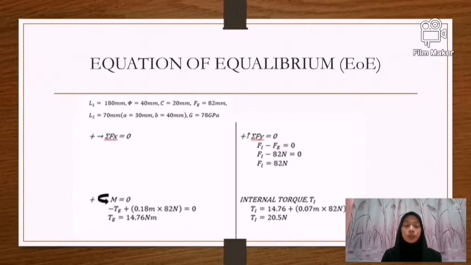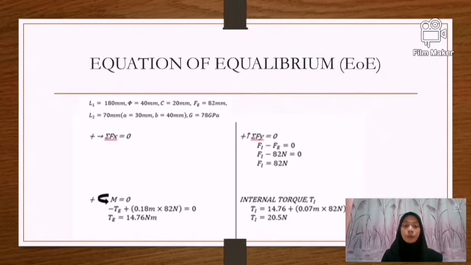For the calculation part, we start with equation of equilibrium. So for x-axis, sum of Fx equal to 0, and for y-axis, sum of Fy equal to 0. And we assume that the force acting upward is positive, so we get Fi minus Fe equal to 0. As we know from the FBD, Fe equal to 82 Newton, so we insert the Fe into the equation and we will get Fi equal to 82 Newton.